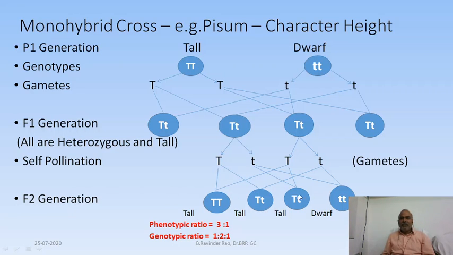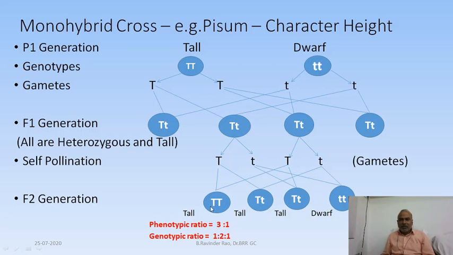When he observed the phenotypes of the F2 generation, he could get 3 tall plants out of 4 and 1 dwarf plant out of 4. So what is the phenotypic ratio? 3 tall, 1 dwarf, 3:1. So 3:1 is the phenotypic ratio.